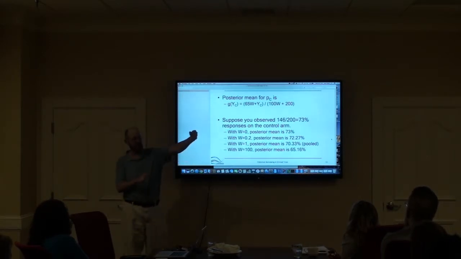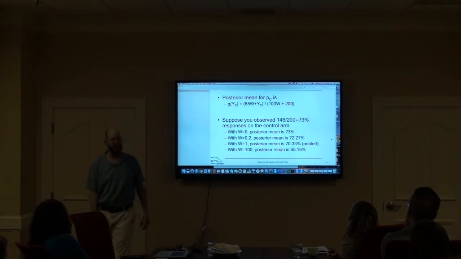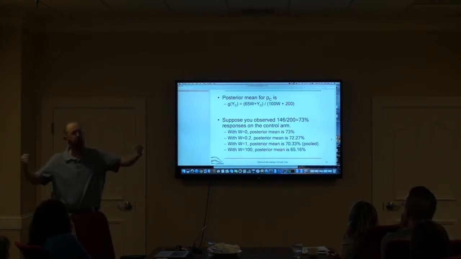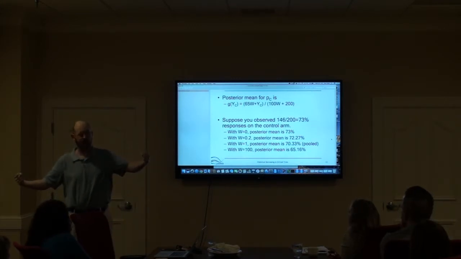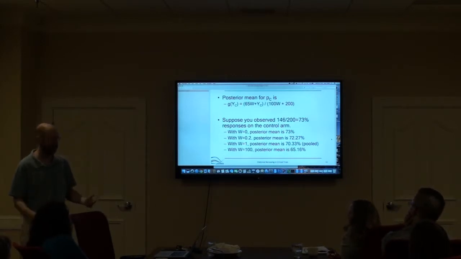So we've got our 73% observed, the historical data will pull that back towards 65, and your weight's really telling you how far you're going to do it. If you overweight, you get back to about 65%. The more you weight this, you basically are ignoring your current controls, which is why a single arm trial is essentially a weight of infinity. If you had enrolled controls, you would have ignored them anyway.